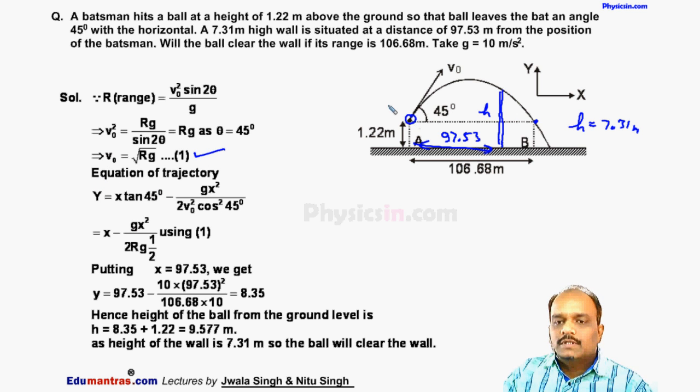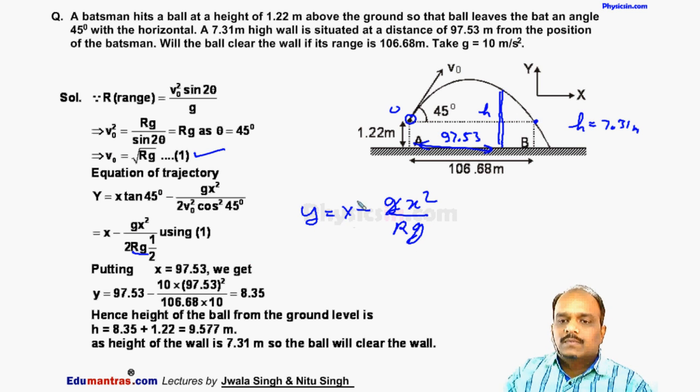Now from the equation of trajectory, this is our origin. We know the equation of trajectory: y is equal to x tan theta minus g x square by 2 V naught square cos square theta. Theta here is 45 degrees, so I substitute: y is equal to x tan 45, and tan 45 is 1, minus g x square by 2 V naught square. V naught square we know is Rg, so I substitute Rg into cos square 45. We know cos 45 degree is 1 by root 2, so the square of that is 1 by 2. So we get the equation of trajectory as y is equal to x minus g x square by R into g. So this g will vanish.